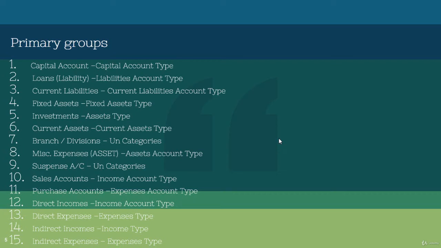And then a sales account is an income account type, and a purchase account is an expenses account type. The direct income is an income account type. Direct expenses is an expenses account type, and indirect income is also one of the income type accounts. And the final one is indirect expenses, which is an expenses type account.